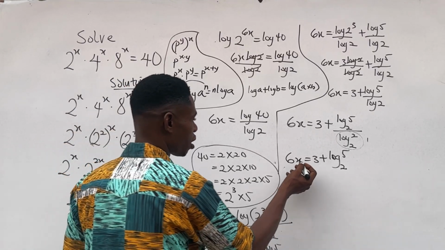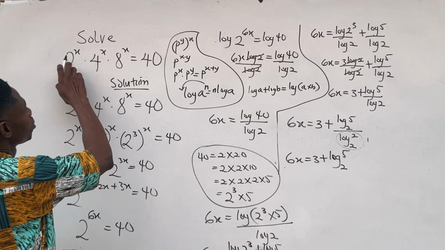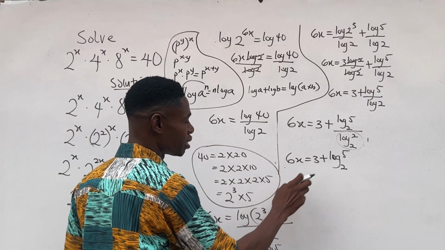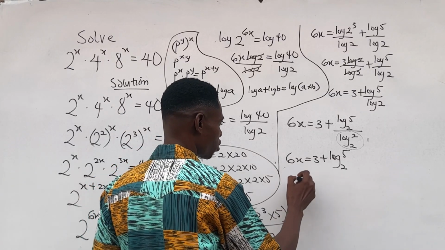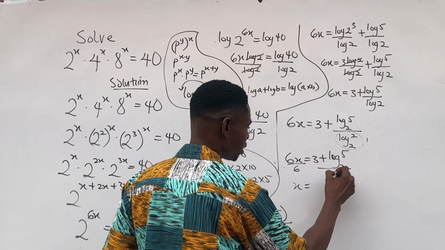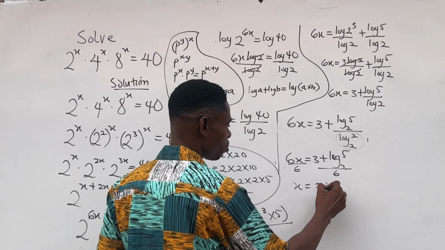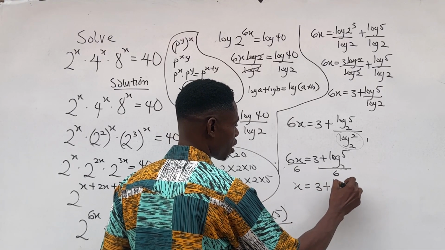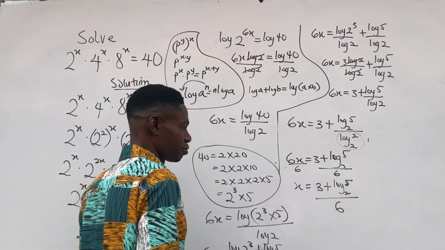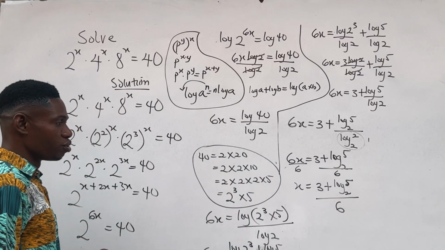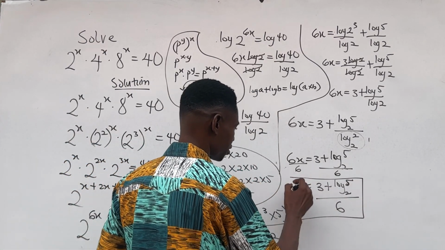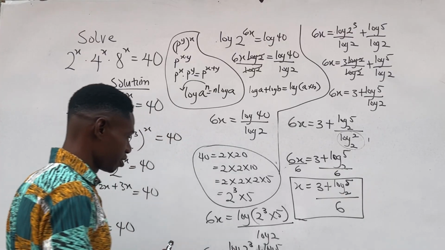And now because originally the question asks us to solve for x, we can divide both sides by 6 so that we'll have x in isolation. So dividing both sides by 6, we'll have x equals 3 plus log 5 base 2 all over 6. So this is our value for x.